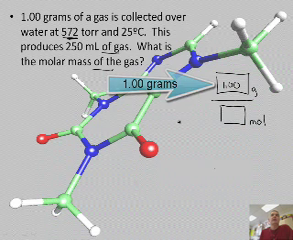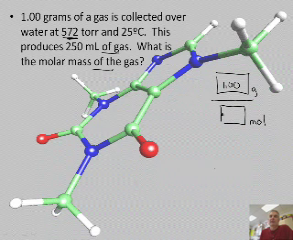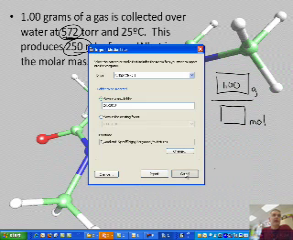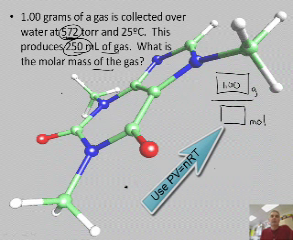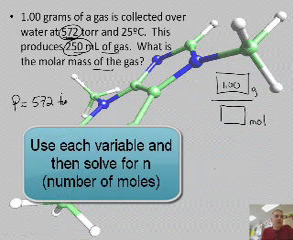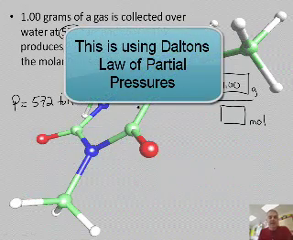Sorry, I got interrupted. So we know it's 1 gram, so then we just divide by the moles. We've got some data here, pressure and a volume, so we're going to use PV equals nRT. What's our pressure? Our pressure is 572 torr. Now, I have to subtract the water vapor pressure. So we have to go to the water vapor pressure table.